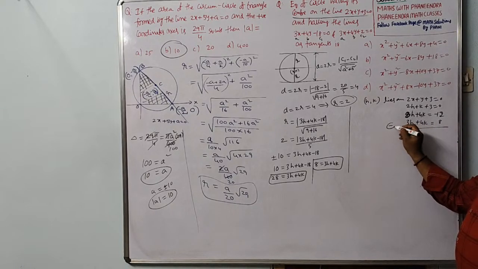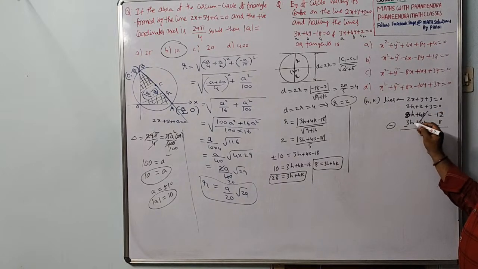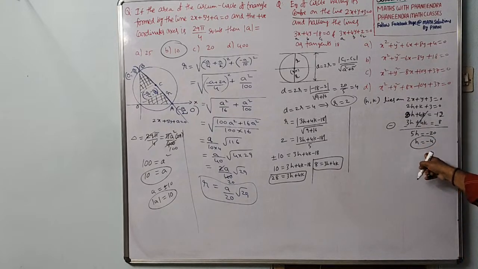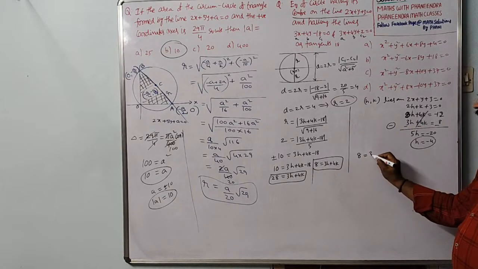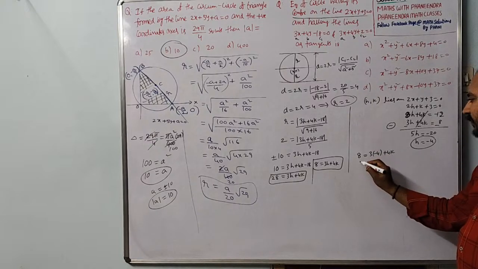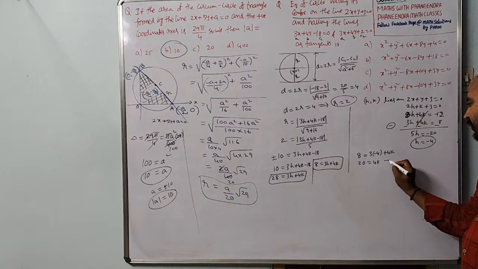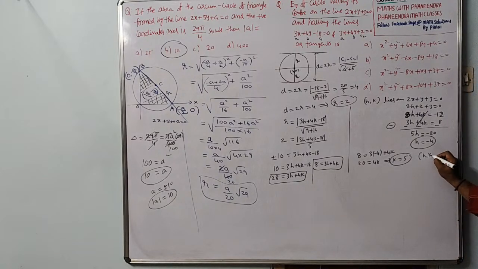We are subtracting, students. Minus minus, the 4k will be cancelled. 8h minus 3h is 5h equals minus 20. H is equal to minus 4. Substitute in this equation: 3 times minus 4 plus 4k equals 8. Minus 12, bring this side, means 20 equal to 4k. That implies k is equal to 5. So h comma k, the center, is minus 4 comma 5.